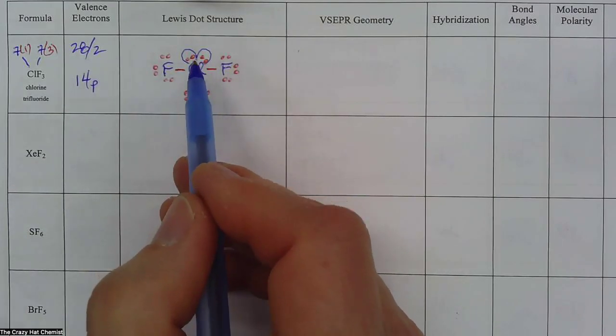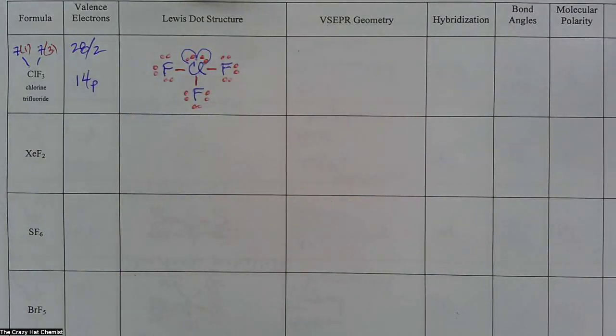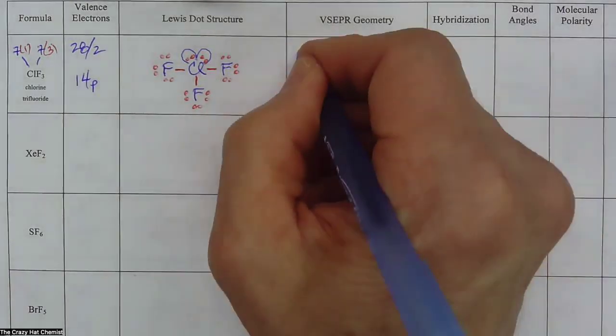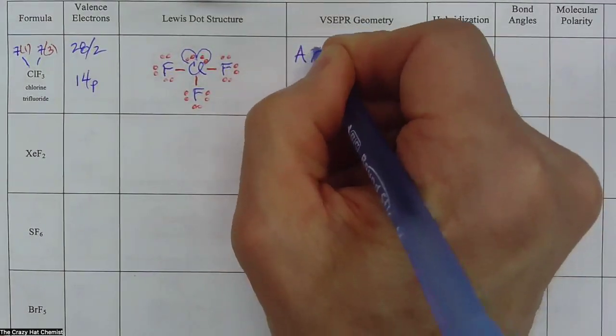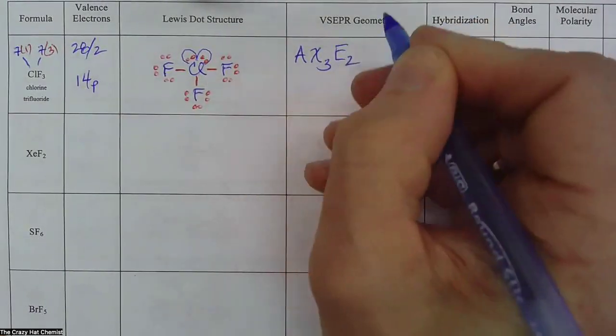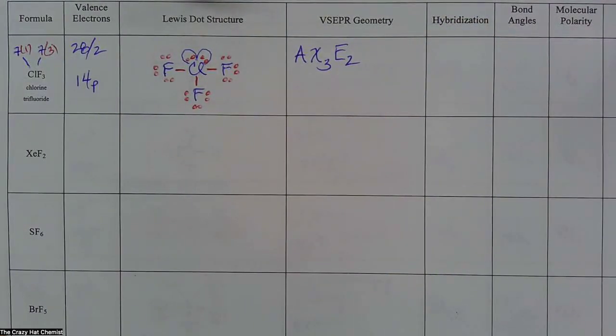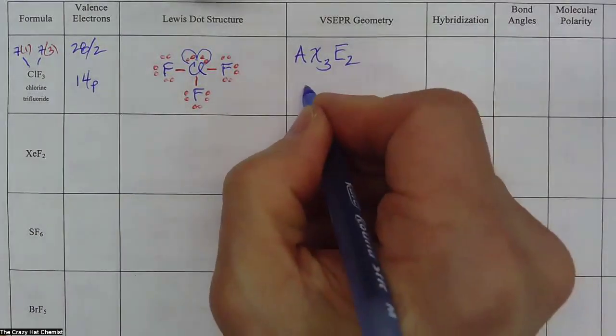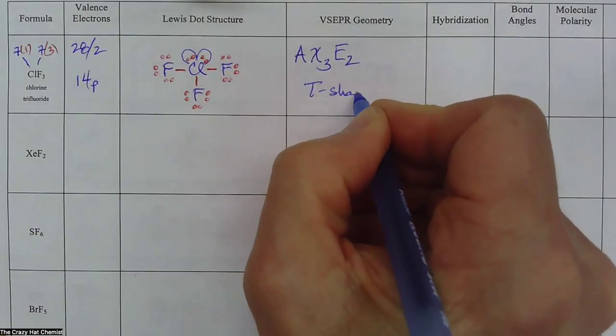Oh, by the way, these fluorines have an octet. That chlorine has exceeded the octet rule. But that's okay, because chlorine is period 3. In fact, if you were to look at the previous page, that sulfur is also period 3, and that's why it was able to exceed the octet rule again. So this is A for that chlorine, X3 for the 3 fluorines, and E2 for the lone pairs on the central atom. And this is called T-shaped.